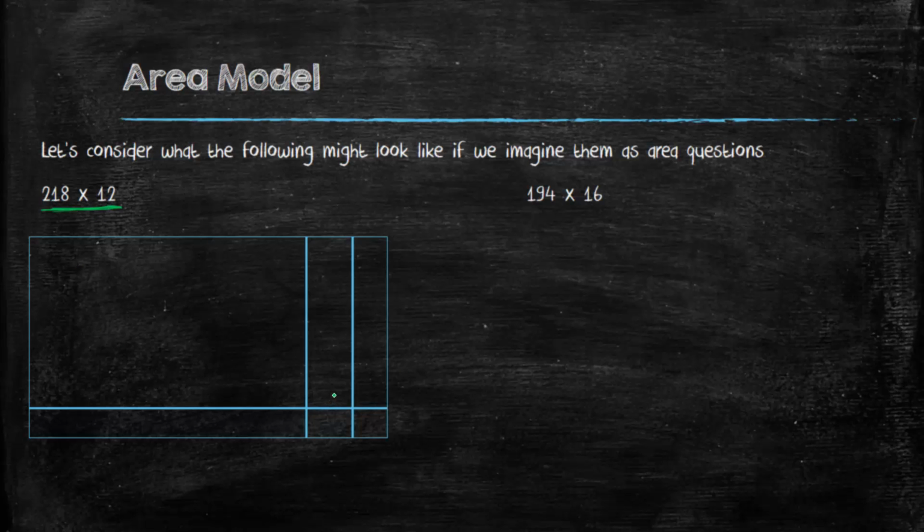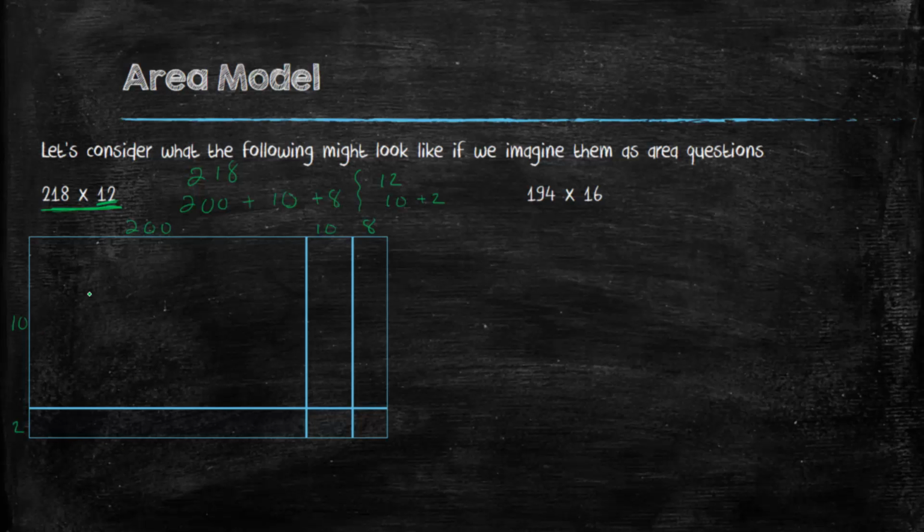So I've done it for you here already, but in simple terms, you take 218 and you imagine 218 as being 200 plus 10 plus 8, right? That gives you 218. This is the 200, this is the 10, and this is the 8. Obviously not to scale, but it serves a purpose. The 12, we think of 12 as 10 and 2. So this is the 10 and this is the 2.